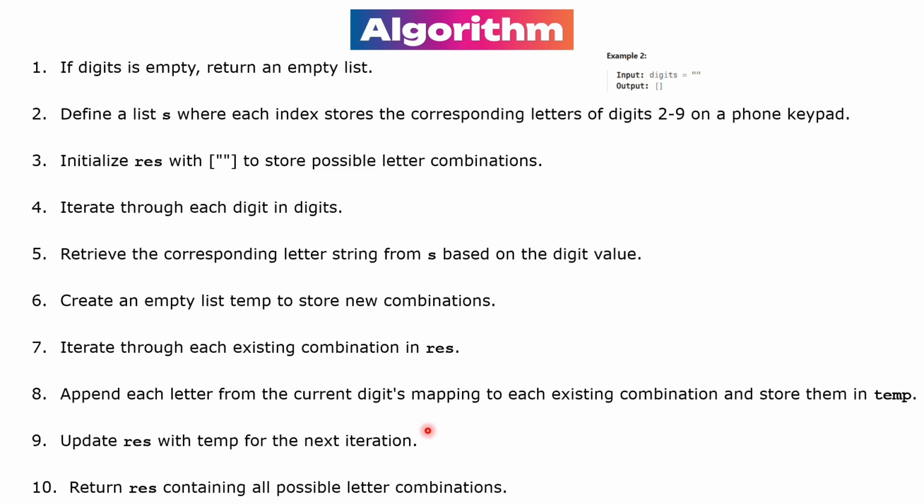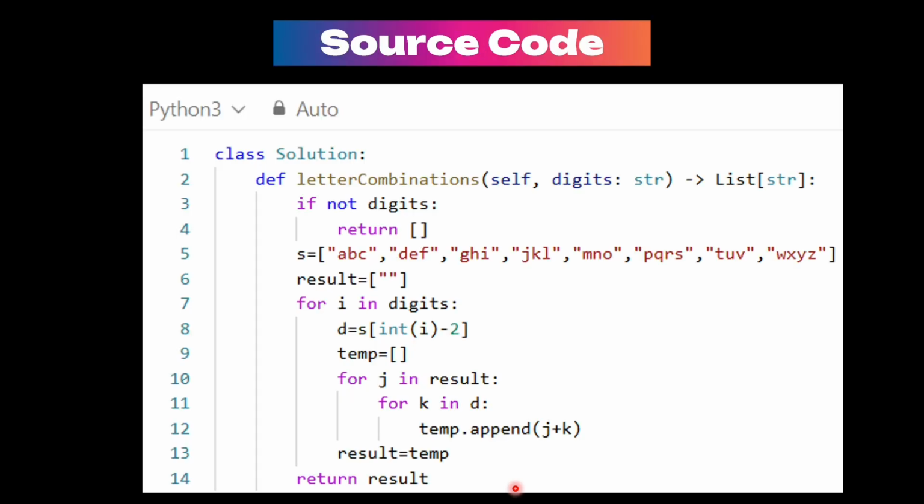After processing all letters for the current digit, we update the result list with the temporary list so that it contains the latest combinations before moving to the next digit. Finally, once all digits are processed, the result list will contain all possible letter combinations, which will be returned as output.